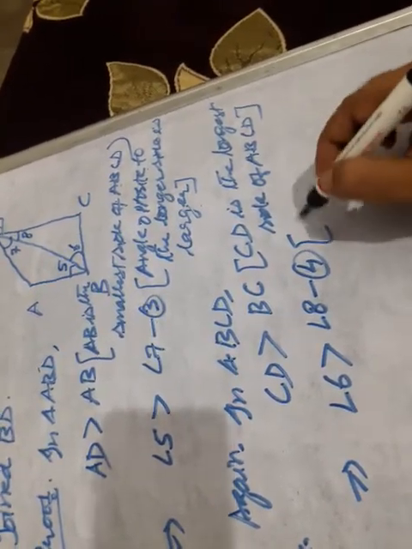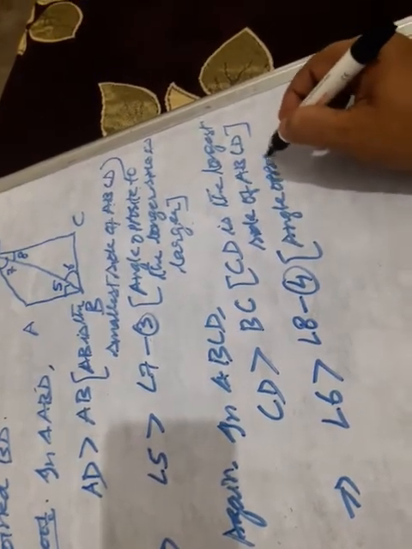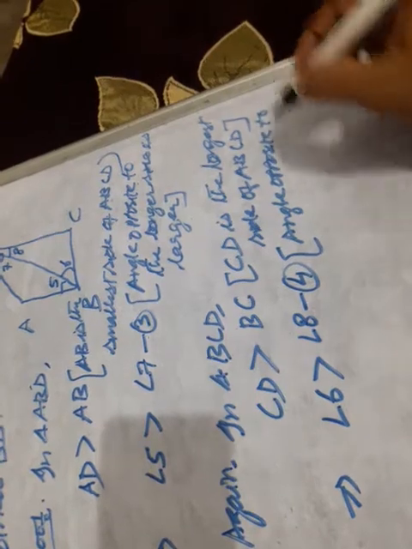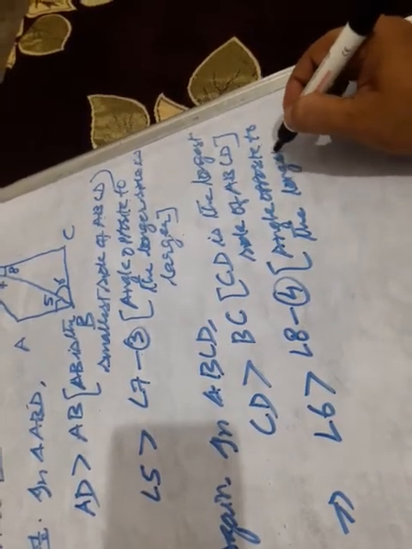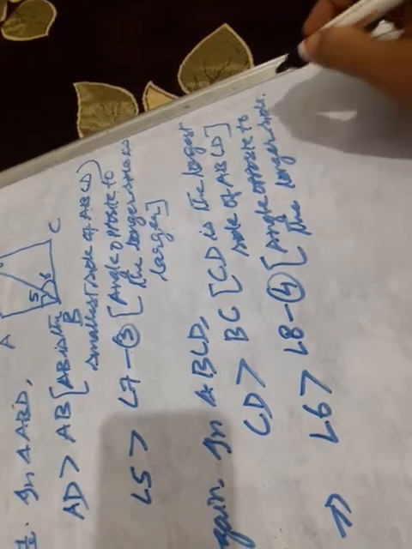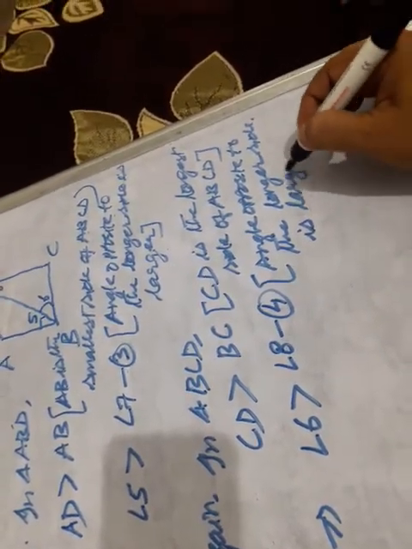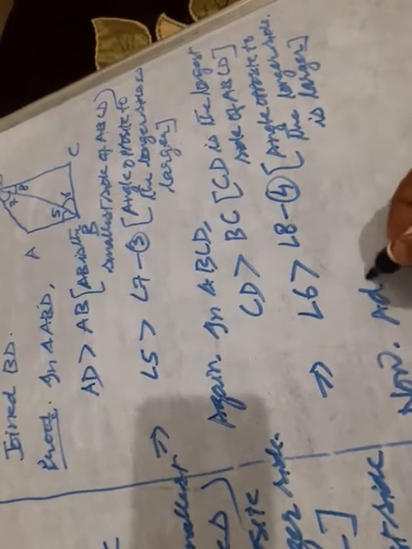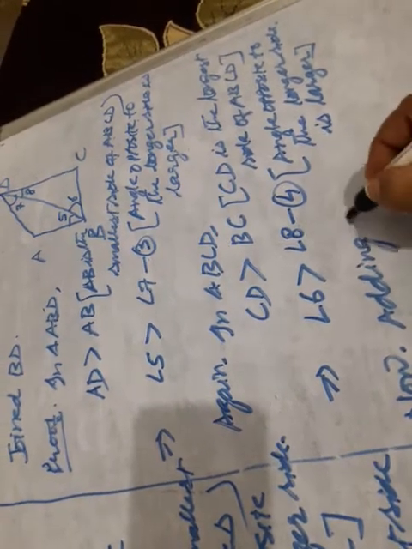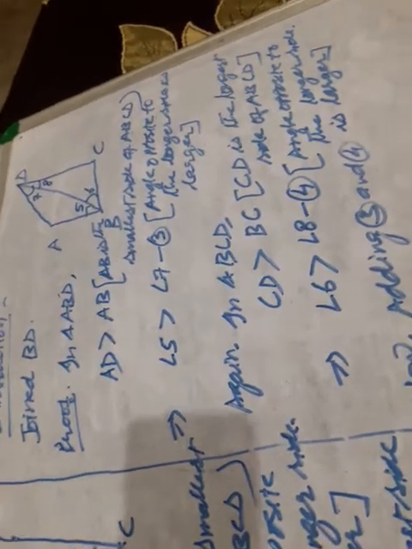And what is the reason? Same reason, the angle opposite to the longer side is larger or greater. Okay children, now adding 3 and 4, adding 3 and 4, what do we see?